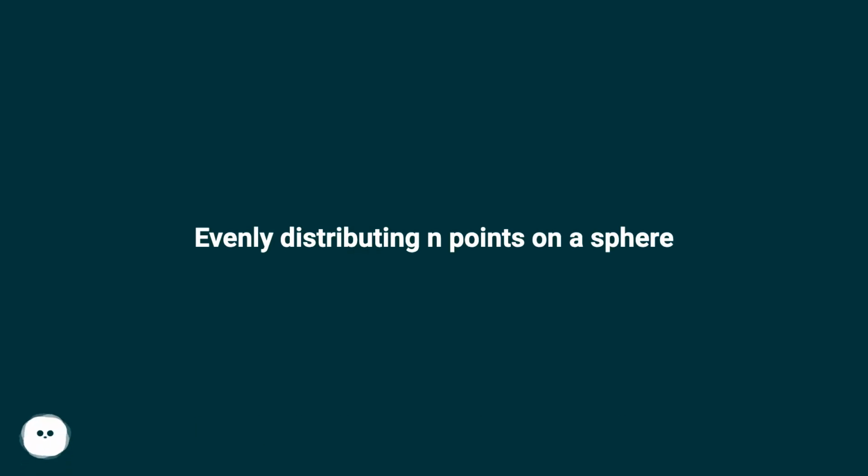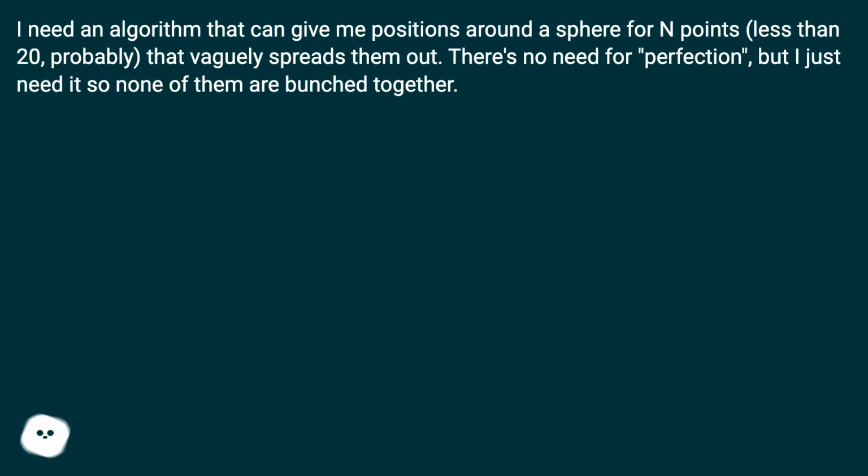Evenly distributing endpoints on a sphere. I need an algorithm that can give me positions around a sphere for endpoints, less than 20, probably, that vaguely spreads them out. There's no need for perfection, but I just need it so none of them are bunched together.